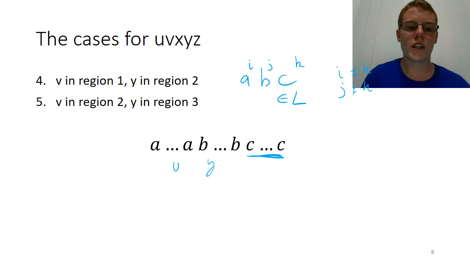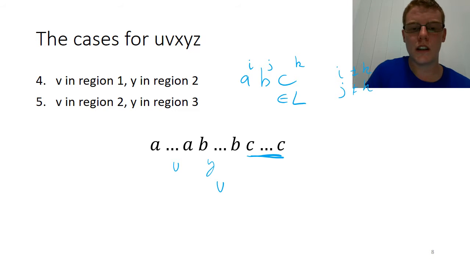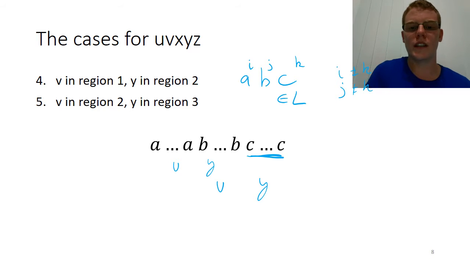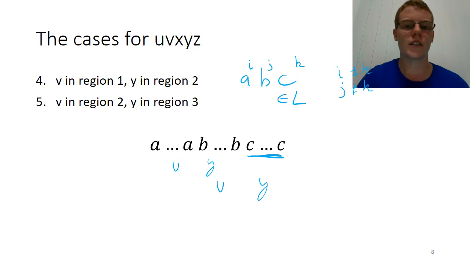The exact same reasoning applies again when we stick V and Y in region 2 and 3 respectively, because we do the same reasoning, it's just whether we're talking about A's and B's versus C's, or B's and C's versus A's, it doesn't really change anything. So it's perfectly valid to say that the same reasoning applies in case 5 as it does in case 4.